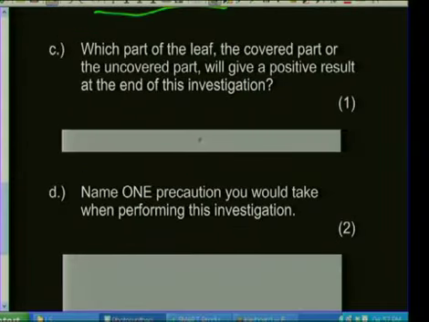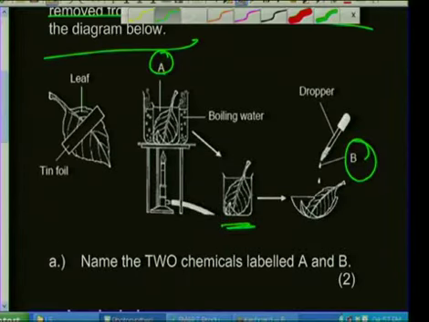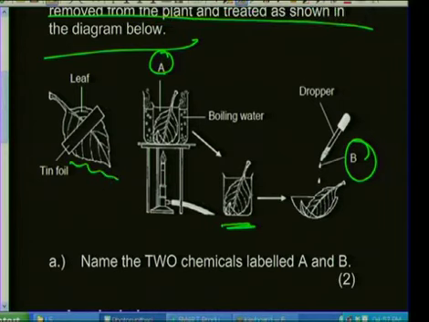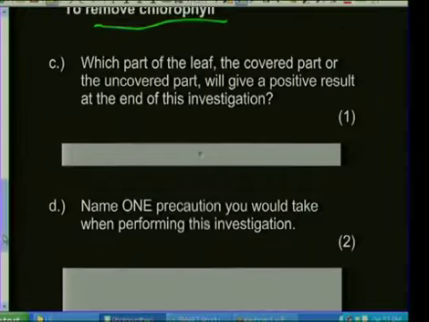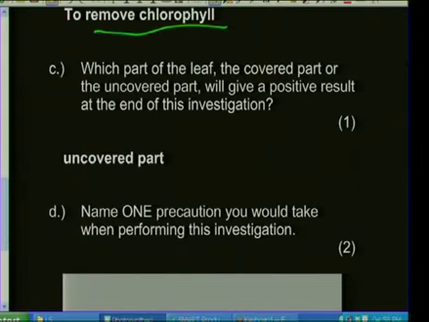Moving on, which part of the leaf, the covered part or the uncovered part, will give a positive result? In other words, they want to know which part of the leaf, this area here, or this area here. This is the covered part and that's the uncovered part. Remember, the covered part will not receive sunlight because it's covered with foil. So which part will give a positive result? Obviously the uncovered part because it's receiving sunlight.